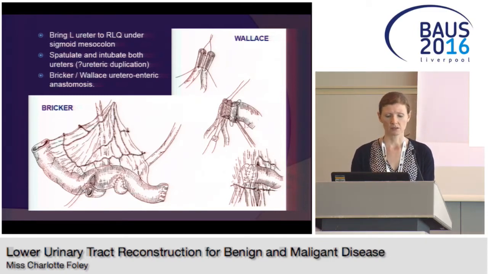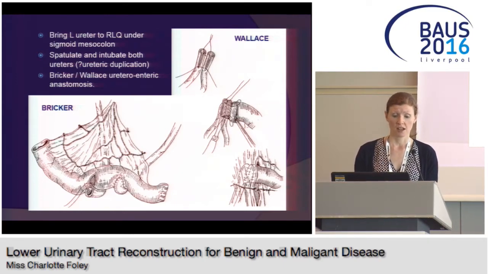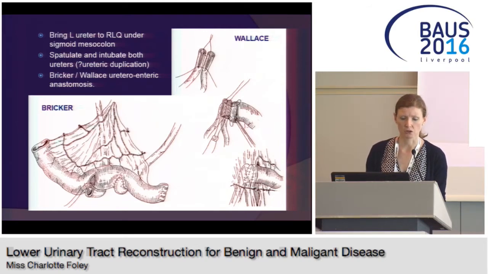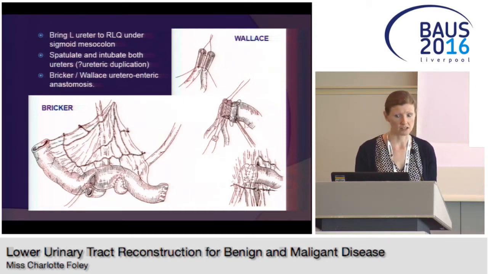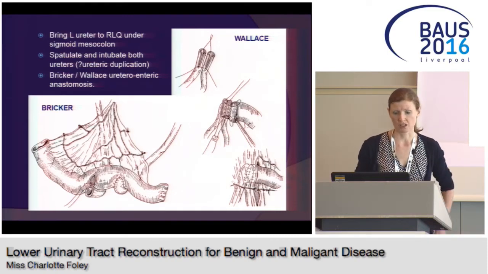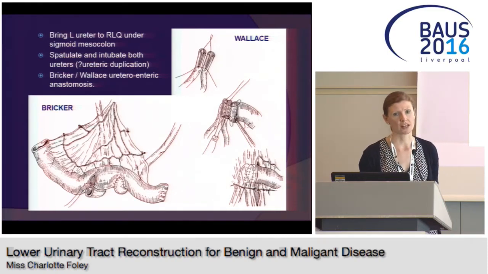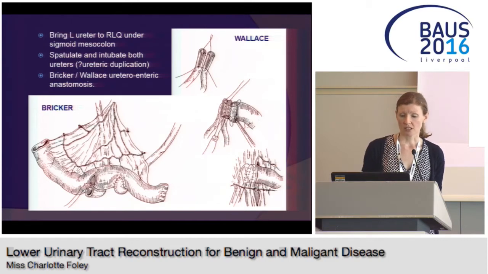The Bricker technique is to plumb them in separately, the left more proximal to the right, and that also means you've got this stump of the conduit even more proximal, and if you've stapled that, then it's generally advised that you remove those staples and hand sew it with absorbable stitches, otherwise you can get stone formation on the staple line.